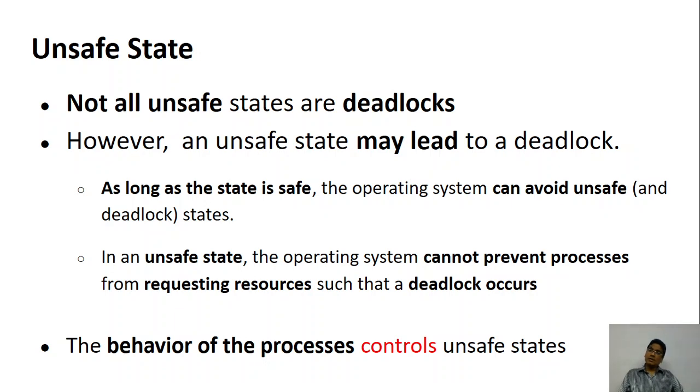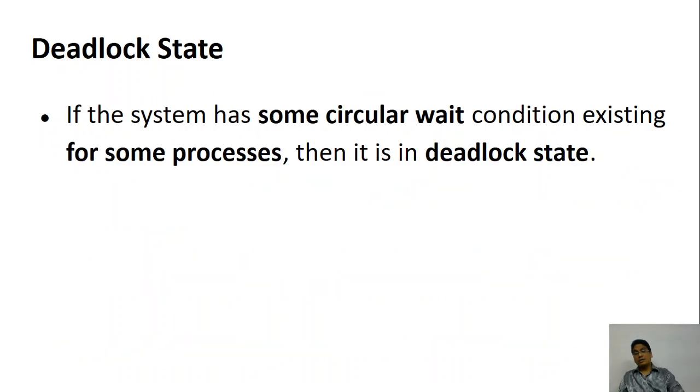I have already told you, not all the unsafe states are deadlock states. However, it may lead to a deadlock. Remember, as long as the system is in a safe state, the operating system can avoid the deadlock. If it is an unsafe state, it cannot avoid the deadlock. When will you end up in a deadlock state? You will end up in a deadlock state if one of the processes comes and makes a wrong request. So the behavior of the process can control the unsafe state.